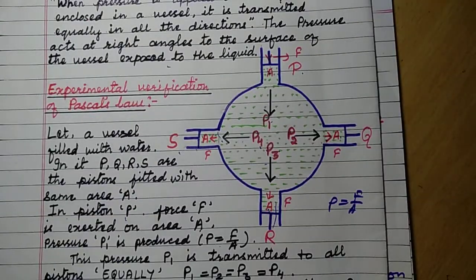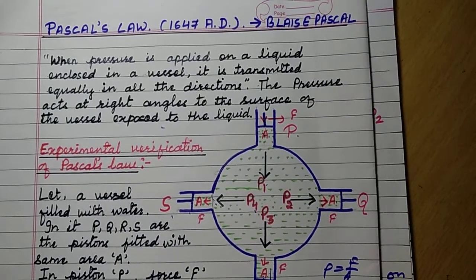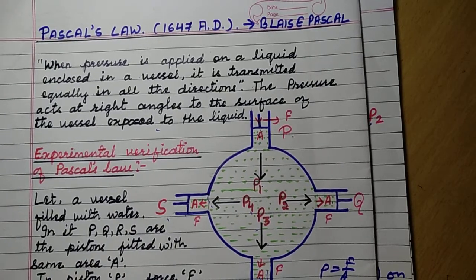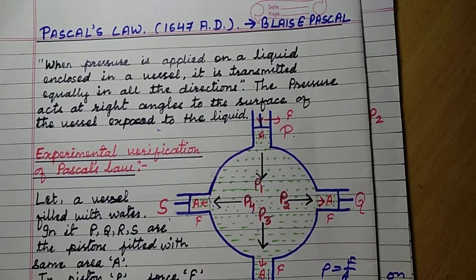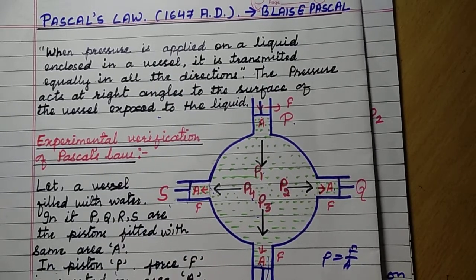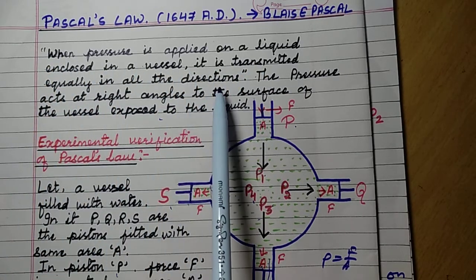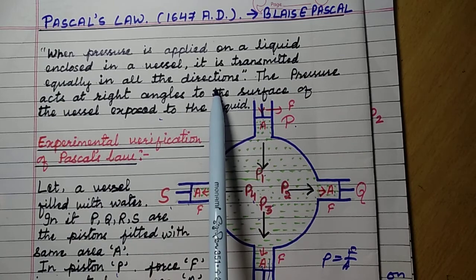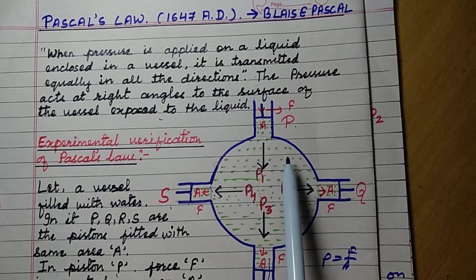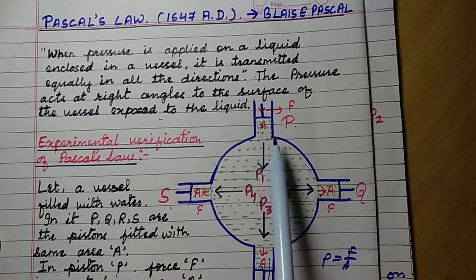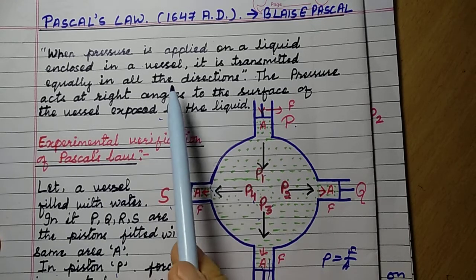Now the next part we are going to see is Pascal's law. This is the law related with liquid pressure, and this law was given by Blaise Pascal, French physicist, in 1647 AD. Now this law can be stated this way: when pressure is applied on a liquid enclosed in a vessel, it is transmitted equally in all the directions. So there is a liquid in a vessel, the pressure is applied at one point of the vessel, then this pressure will be distributed to all the parts equally. So this is the law.